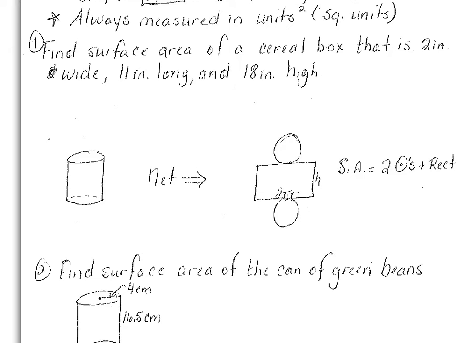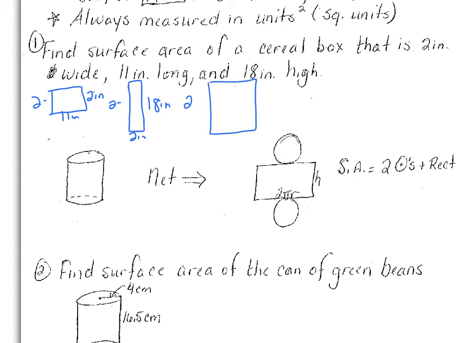Okay, that's what I want to figure out on each of these. So on number 1, we want to find the surface area of a cereal box that is 2 inches wide, 11 inches long, and 18 inches high. If you need to draw this out, we have 2 of the bottoms. They're 11 inches long, 2 inches wide. Then we have 2 sides that are 2 inches by 18 inches. And then we have 2 fronts, which are 18 inches high and 11 inches wide. So what I want you to do is find the surface area by multiplying, finding 2 of these, and 2 of these, and adding them together.